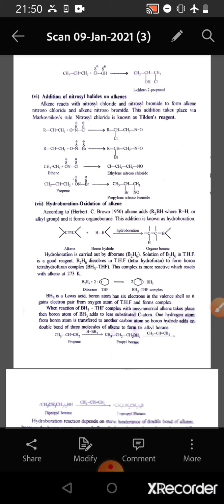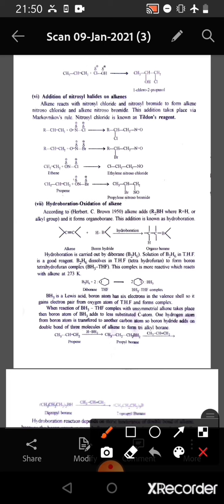Now we come to the next reaction, that is addition of nitrosyl halide on alkene. Alkene reacts with nitrosyl chloride and nitrosyl bromide to form alkene nitrosochloride and alkene nitrosobromide. This addition takes place via Markovnikov's rule. Nitrosyl chloride is also known as Tilden's reagent.